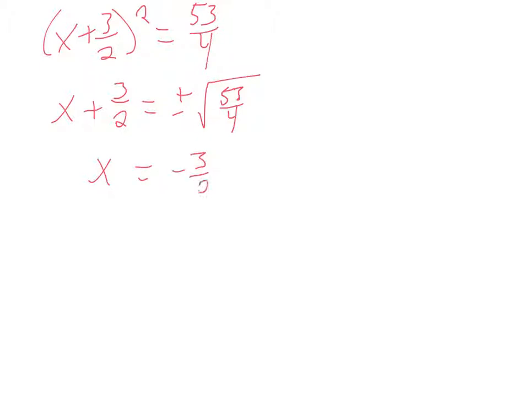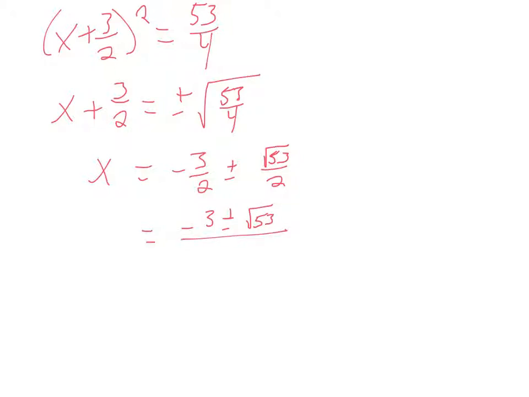Negative 3/2. Square root of 53 over 4, can that be reduced? How can I reduce that? Reduce the 4, right? Yeah, what's the square root of 4? 2. So really it's plus or minus square root of 53 over 2, right? And then those have a common denominator. We always want to combine it into a single fraction.